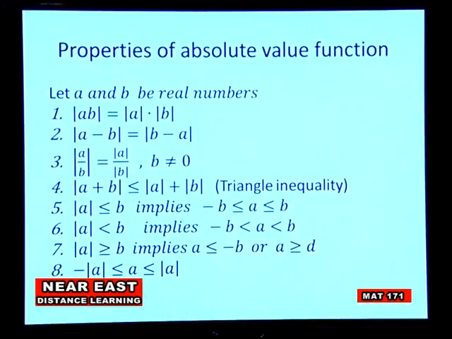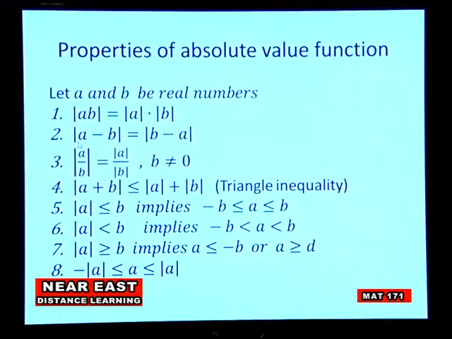Next, we have the properties of the absolute value function. It has various properties, and these are some of them. Let a and b be any real numbers. Property 1 says the absolute value of a times b is the same thing as the absolute value of a times the absolute value of b. That is our first property of absolute value.